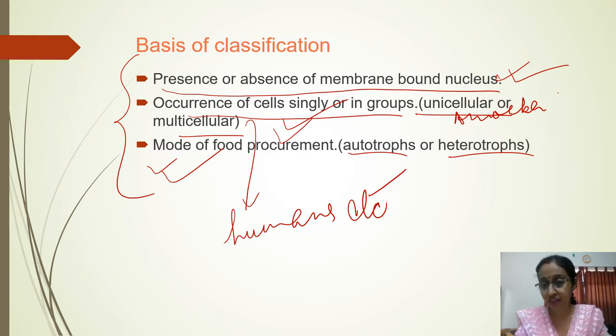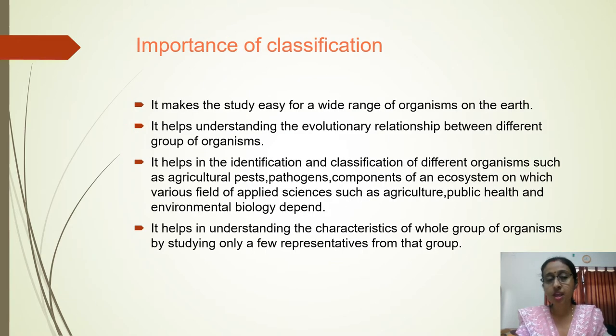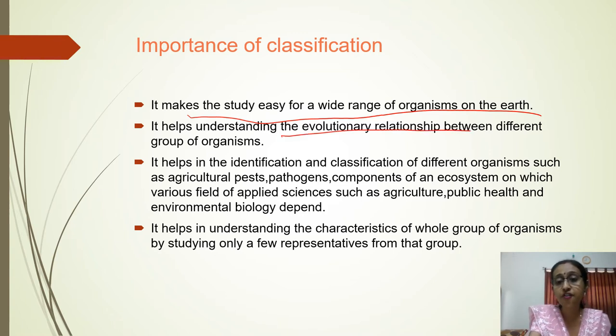Why are we classifying all these animals? So let us move on to that one. Now, when we come to this, what is the importance of classification? It is making the study easier for a wide range of organisms on Earth. Now, it helps us in understanding the evolutionary relationship between different groups of organisms. Is it clear? So, there are different groups of organisms, and it is helping us to understand the evolutionary relationship between them.